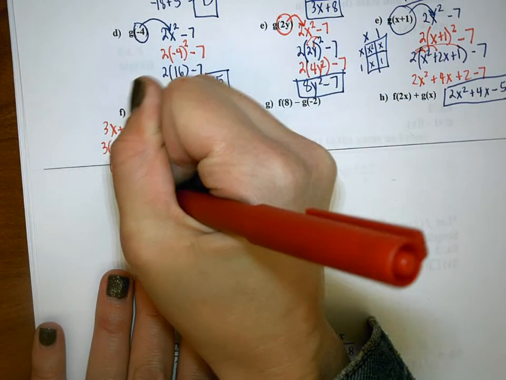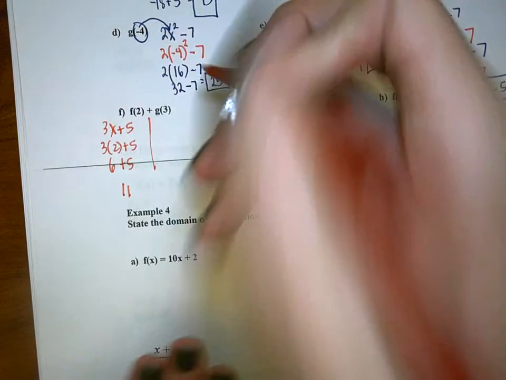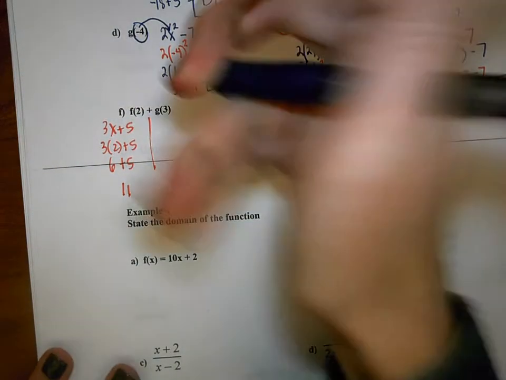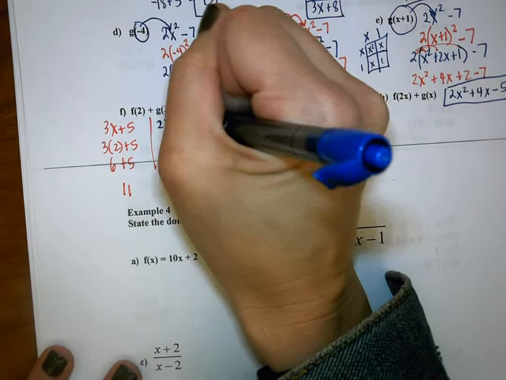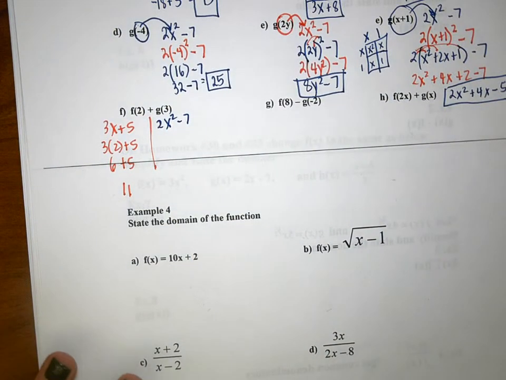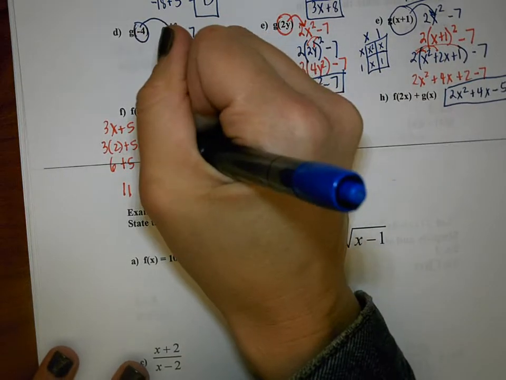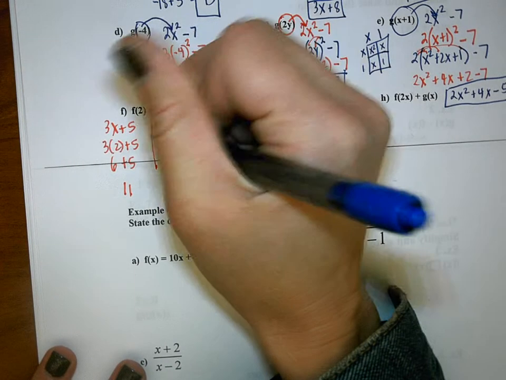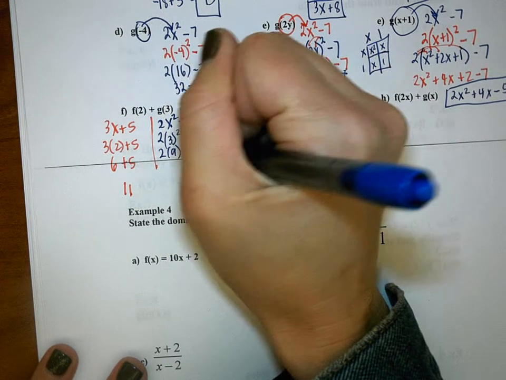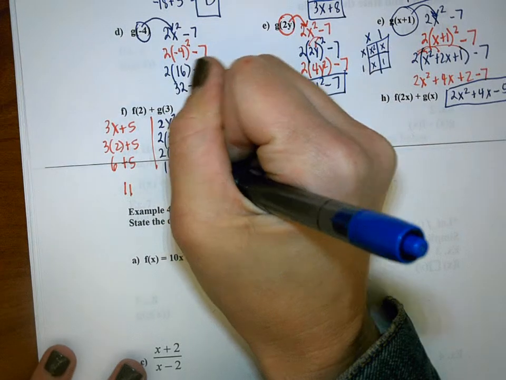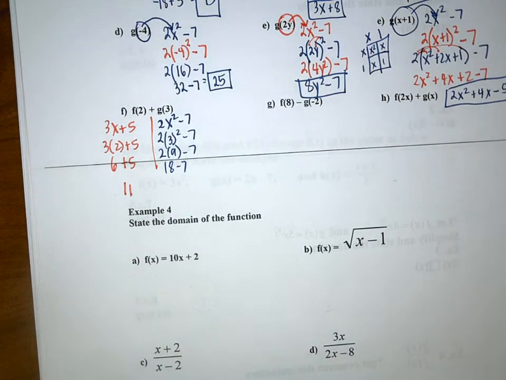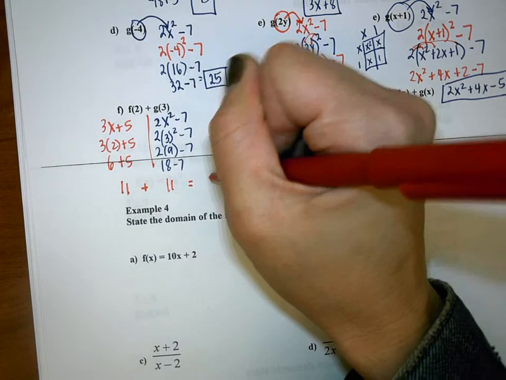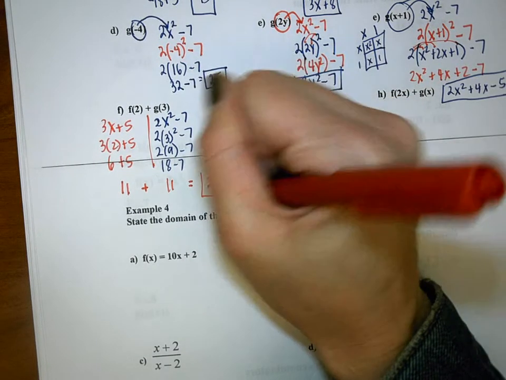11. Okay, so now I'm going to do my G equation. My G equation is 2x squared minus 7. We have 2 times 3 squared minus 7. 2 times 9 minus 7. And we get 18 minus 7, which also equals 11. And then we have 11 plus 11, which makes 22. And that is the correct answer.